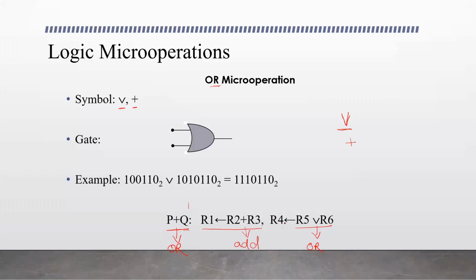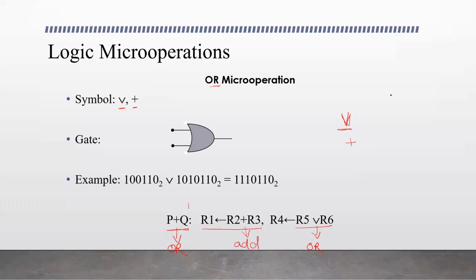So, not to get confused with the symbols used, I have given this statement. The OR microoperation is represented using this symbol, and plus is used to represent addition only. In control functions, when we use plus, it denotes OR operation. And the logic gate used to perform this OR operation is this. When you give the logic inputs, it performs OR and gives us the output.